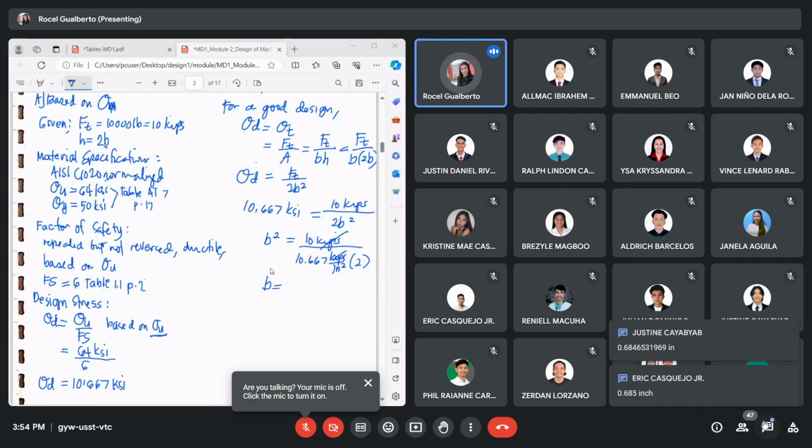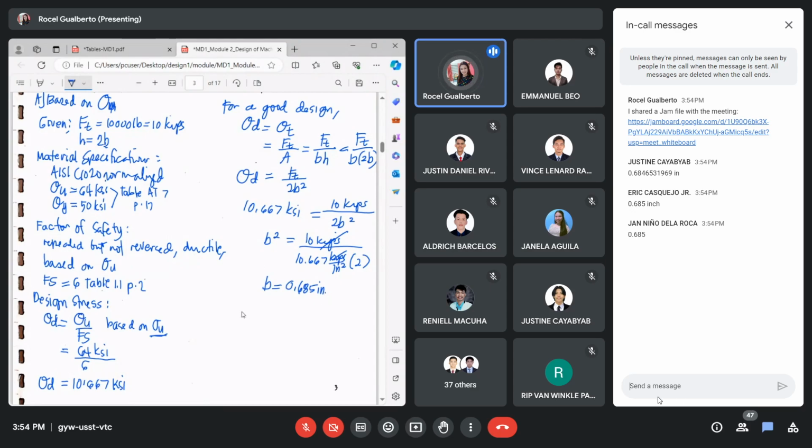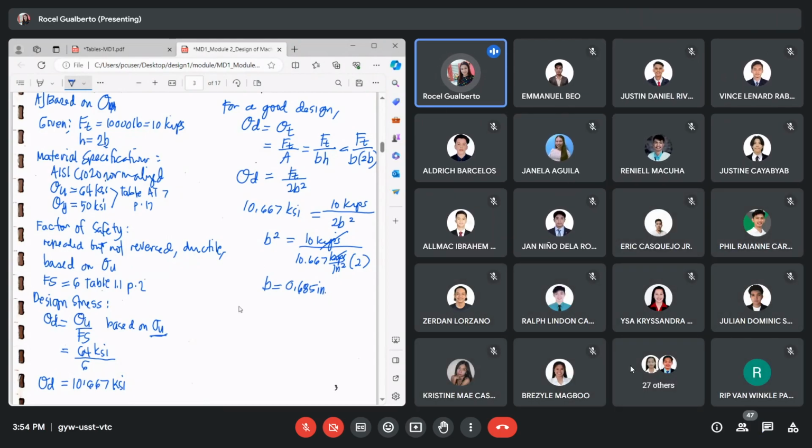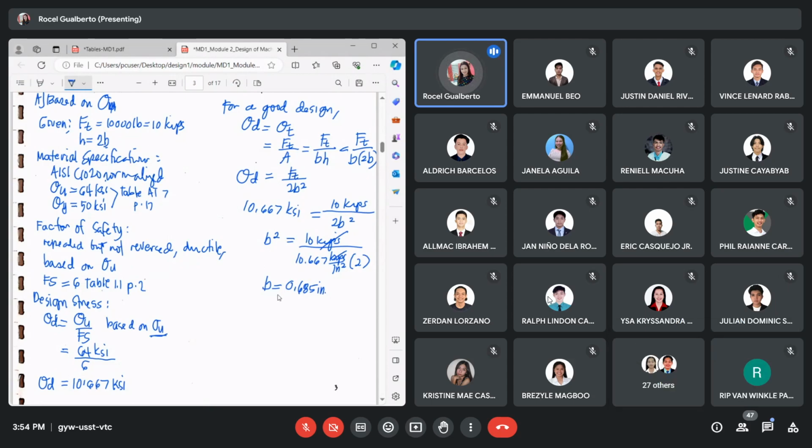Okay, so that would be 0.6846, okay, or 0.685 inches. Tama po yung sagot niyo, okay? So, ari po yung nakuha nating value ng B, okay? Ito po yung computed value, okay? So, sabi nga po kanina, for this to be given credit, dapat po i-convert po natin to the commercially available size. So, ano po yung commercially available size for this 0.685 inches?